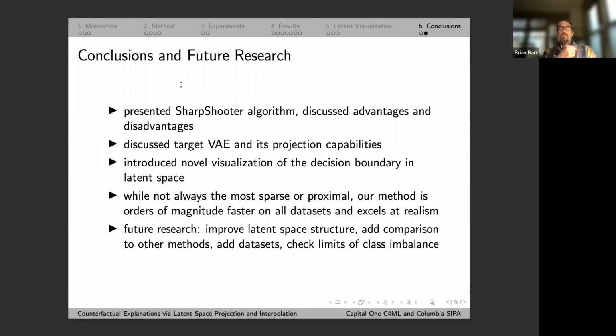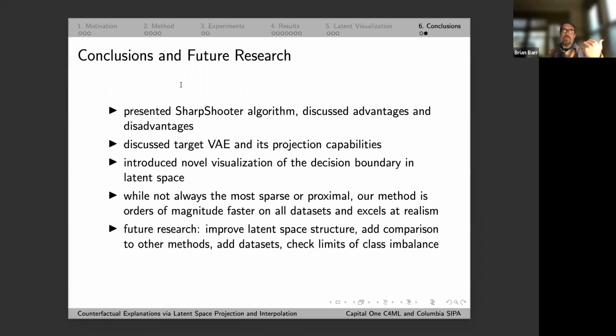So just to wrap up briefly, we talked about the SharpShooter algorithm, showed some experiments, and discussed some advantages and disadvantages, including the VAE in its formulation for the target class and its projection capabilities. Matt talked about the novel visualization of the decision boundary and latent space. While our method's not always the most sparse or closest, it's orders of magnitude faster on the data sets, and it really seems to excel at realistic, almost actionable counterfactuals. And there's a ton of future research that we can do on this.